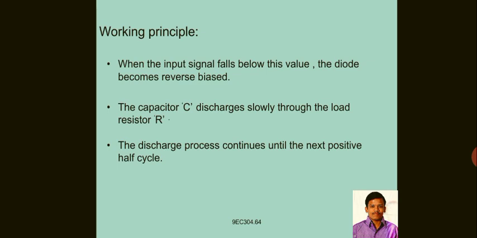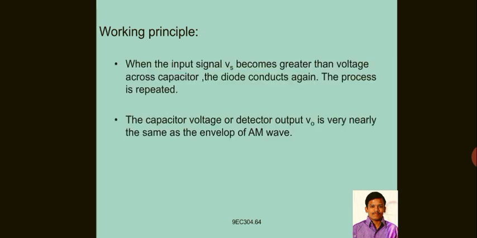The discharge process will be continuous until the next positive cycle, because when the next positive cycle comes, once again the diode will be on and once again the capacitor will charge. Whenever the negative cycle comes again, the capacitor will discharge through the resistor. This process will continue as long as the input cycle is present. Now this capacitor voltage, or detector output V0, is very nearly the same as the envelope of the AM waveform.